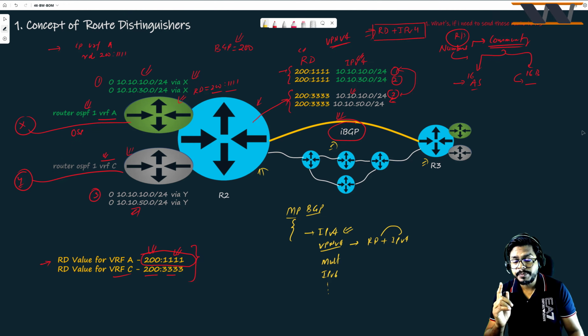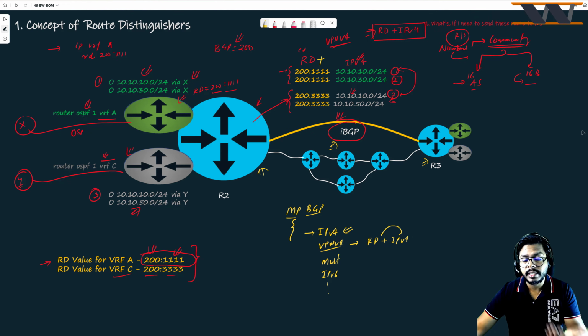But one thing is pretty clear here: if we want to send these routes, they should not go as IPv4 routes. We need to attach the RD value along with them so that the BGP process can differentiate these routes and BGP can send all the routes here. It is as simple as that, right?